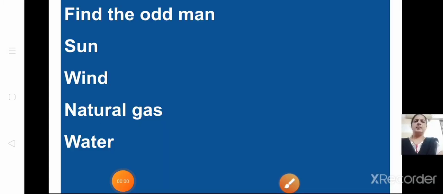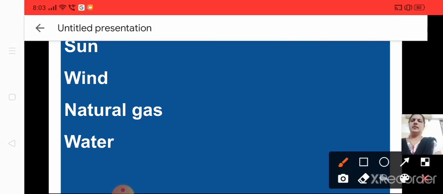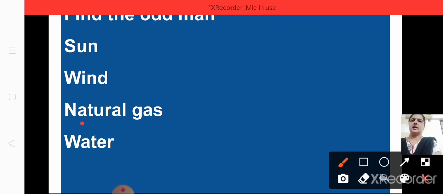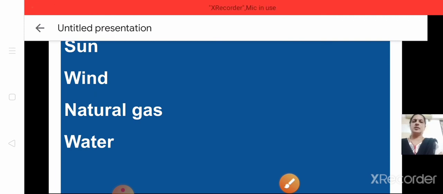Okay, let us see some of the question types. See the first question. You can get questions like this. Find the odd man: sun, wind, natural gas, water. So you can choose from this. Other three are green energy, only natural gas is the odd man. So like this simple questions you will get. You have to just choose the correct answer.